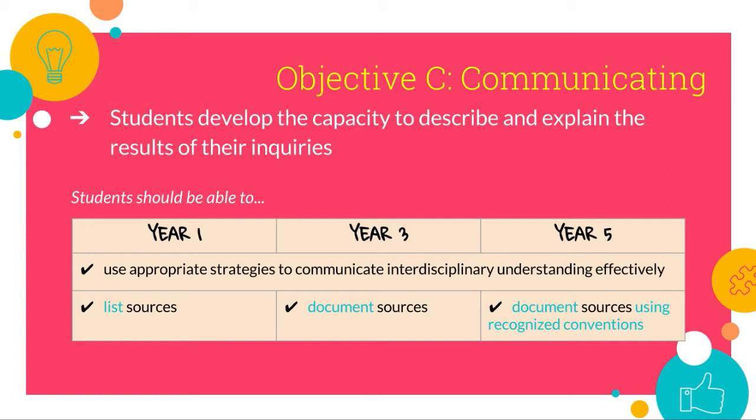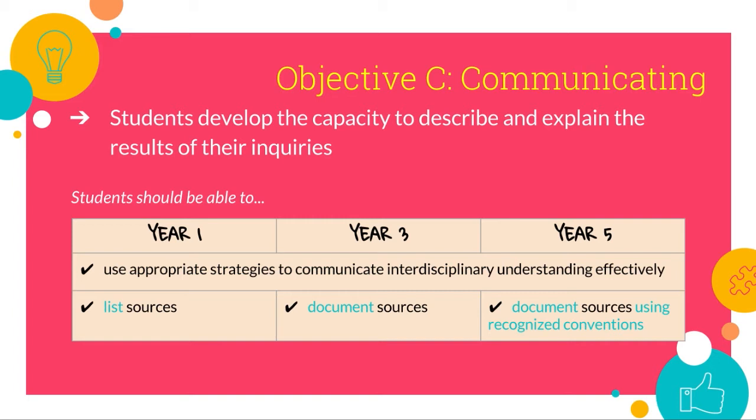So students need to develop the capacity to describe and explain the results of their inquiry. They have to be able to communicate not only what they found, but also the process and how they put together the different concepts, knowledge from the different disciplines in order to create something new. We have 2 descriptors. The first one, use appropriate strategies to communicate interdisciplinary understanding effectively. This is common throughout the 5 years. And then the second one will be different because the expectations are different and they are explicitly written.